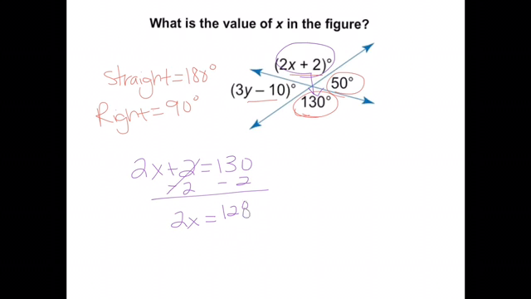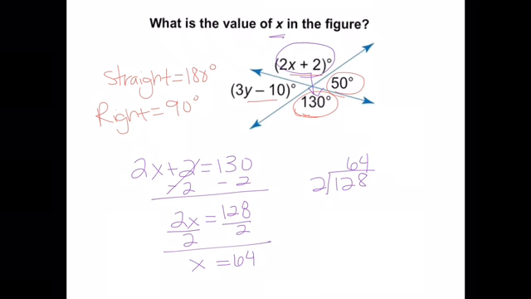Now I've got to separate my 2 and my x, which are held together by multiplication, so I undo it by division. So x equals 128 divided by 2, which is 64. So x is going to equal 64. So I've solved for x in here. You could, if you wanted to, go ahead and solve for y as well. 3y minus 10 would equal 50, and you'd be able to come up with that answer. In this case, we only needed to solve for x.